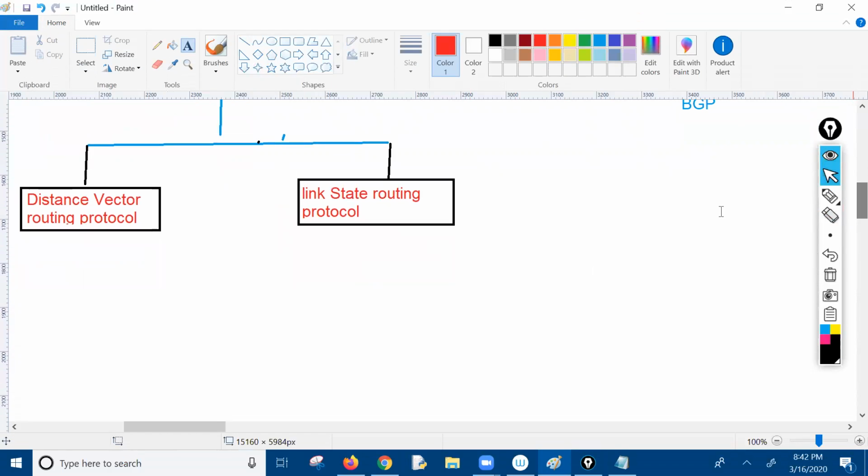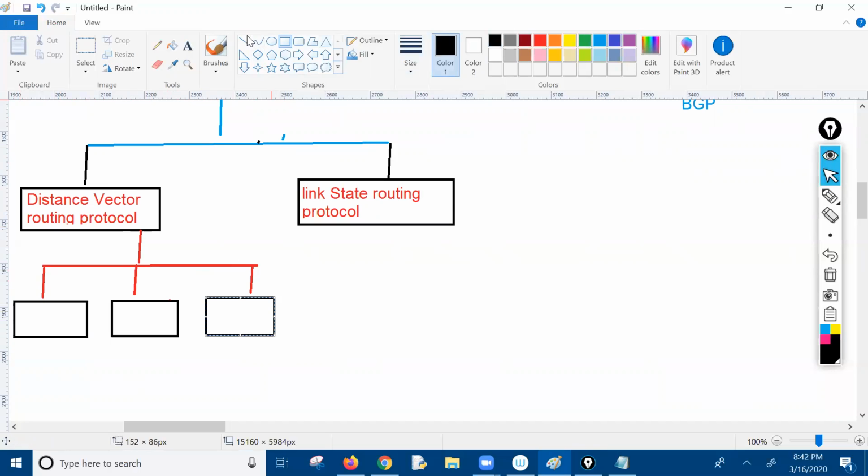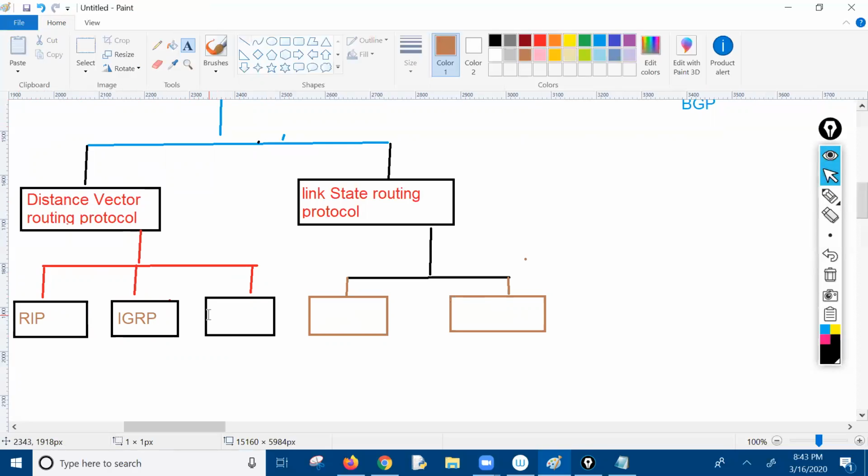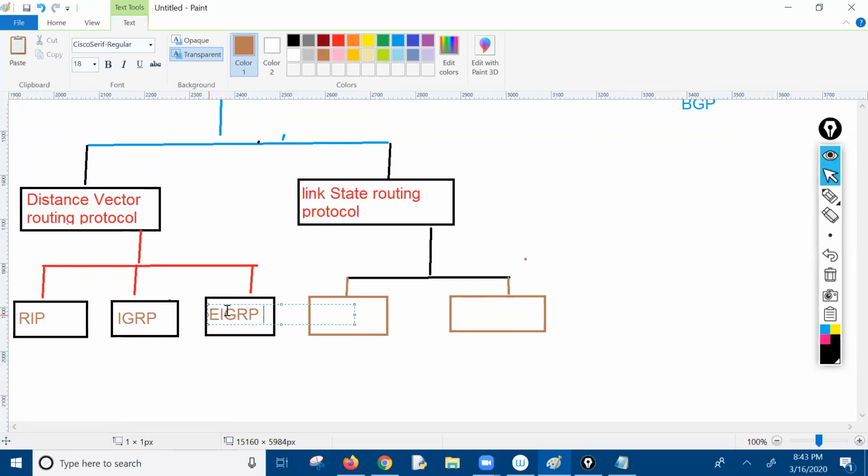In distance vector routing protocols, we have not two, we have three protocols. And in link state, we have two protocols. The first distance vector protocol is RIP. We have RIP in two versions, version 1 and version 2. Then we have IGRP. We are not discussing IGRP much, just the basic difference. And then we go for EIGRP. In link state, we have OSPF and the IS-IS protocol.